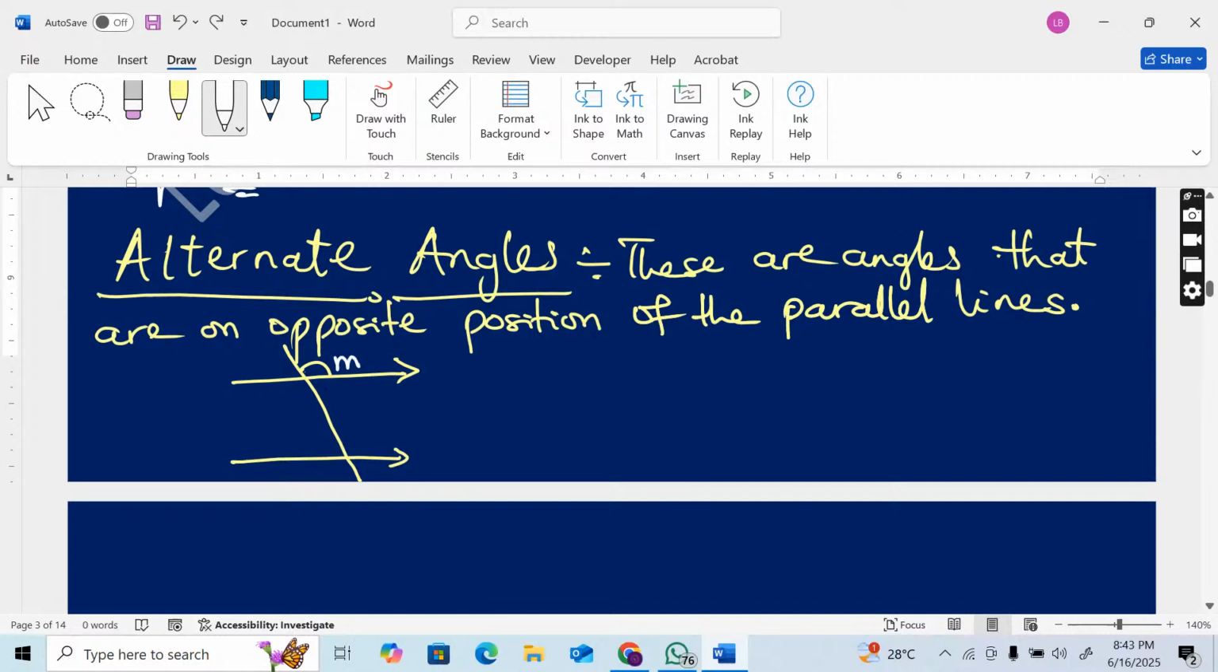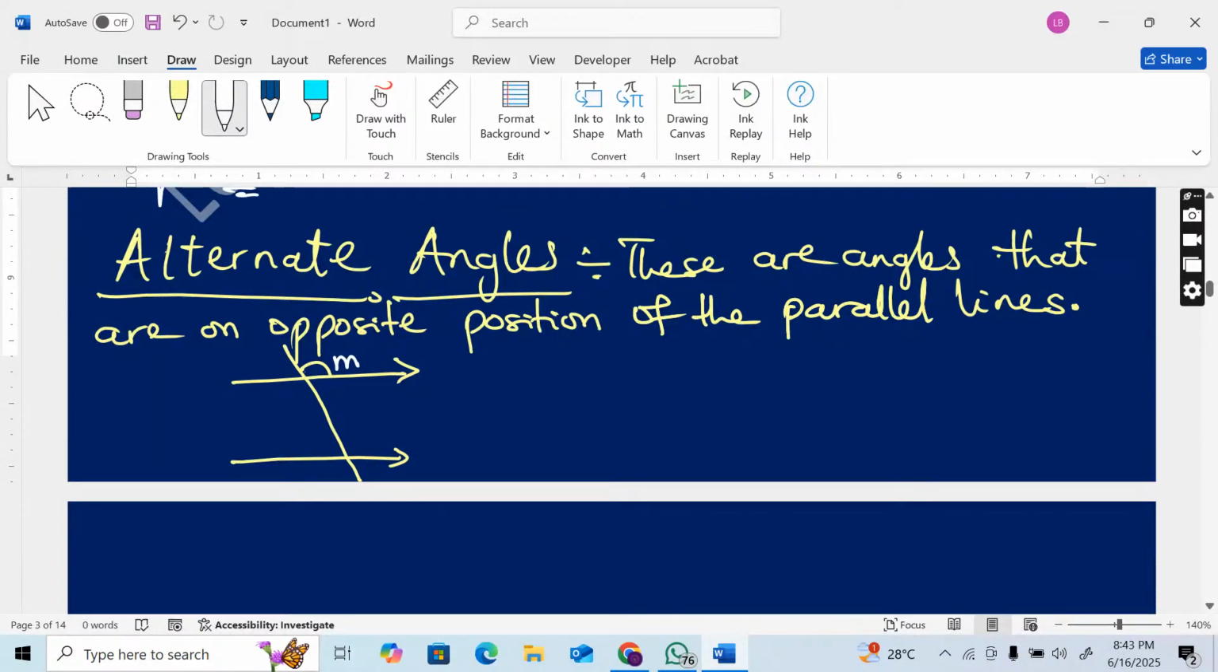On the first parallel line, I have M. My M is on top of the parallel line and it is on the right side of the transversal. Now, if I'm going to have an alternate angle, I will go to the left side of the transversal and the bottom of the second parallel line, because on the first parallel line, M is on the top. M is at the top. It is on top of the first parallel line.